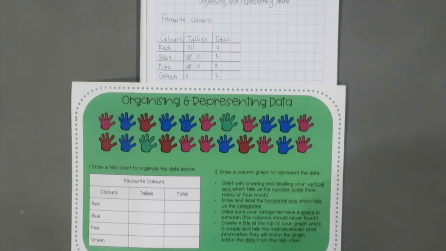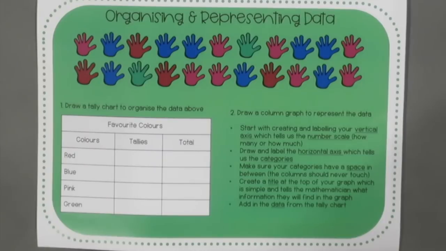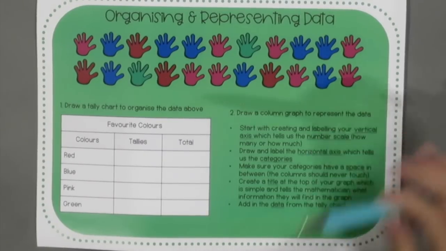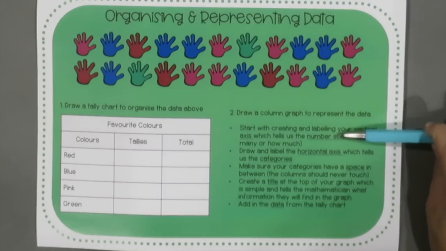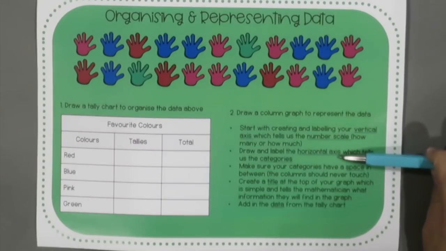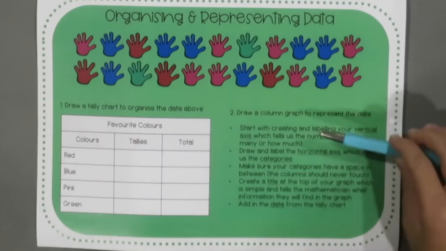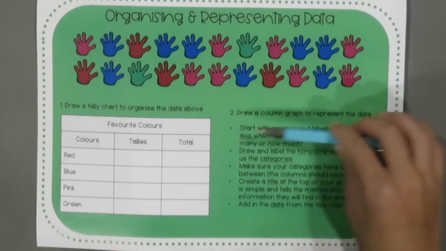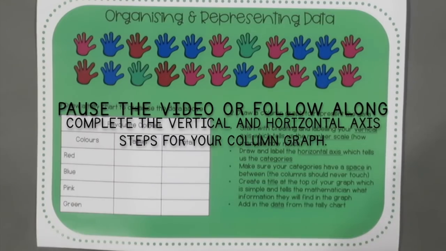It's time for us to go through and create a column graph with our data. So the first thing I'm going to get you to do is to draw up the vertical axis and the horizontal axis and stop there. You may pause the video if you'd like, or you can watch me do this step and you can follow along.